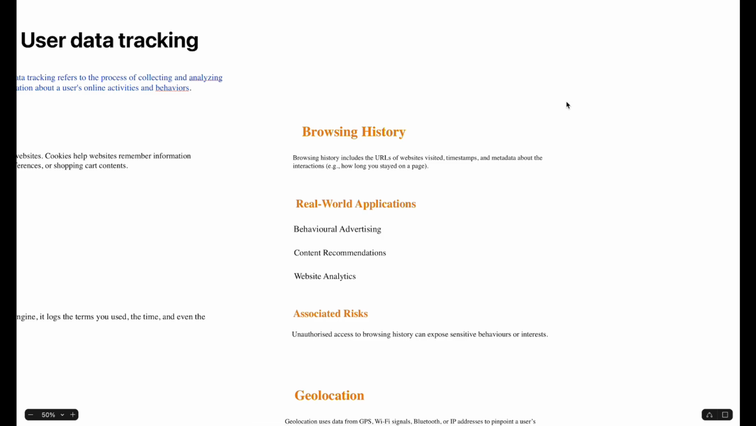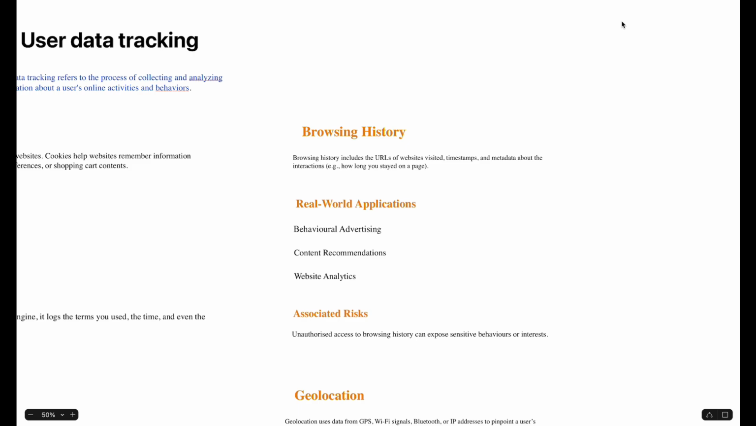So browsing history includes the URLs or websites visited. This can also include timestamps and metadata of what you're interacting with, like how long you have stayed on the page. Browsers like Chrome or Firefox store data locally, while third-party trackers store it remotely. Some examples could be when you're experiencing behavioral advertising. If you visit travel websites, you might see ads for vacation packages. That's one of the real world applications we have.